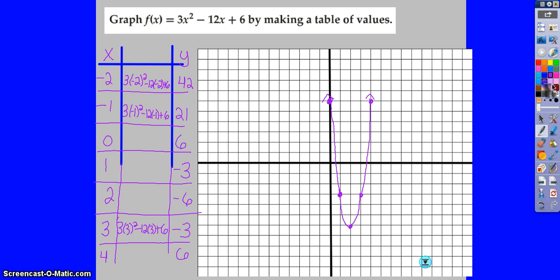Just real quick while we're here, the domain of every quadratic, in fact, is all real numbers. So that's -infinity to +infinity. The range of this quadratic, the lowest y value we go down to is this vertex down here, which was -6, and then we increase forever to +infinity.